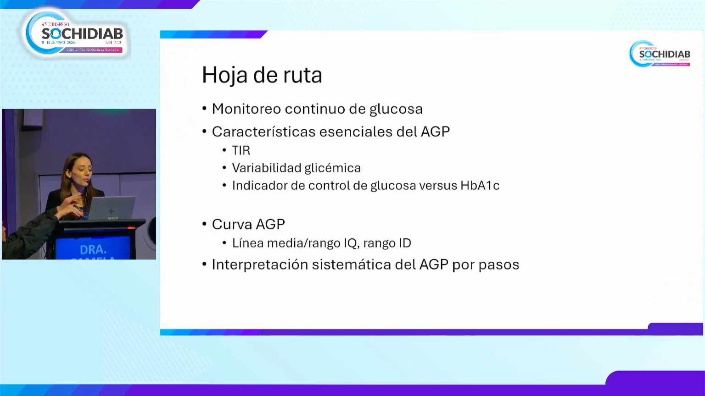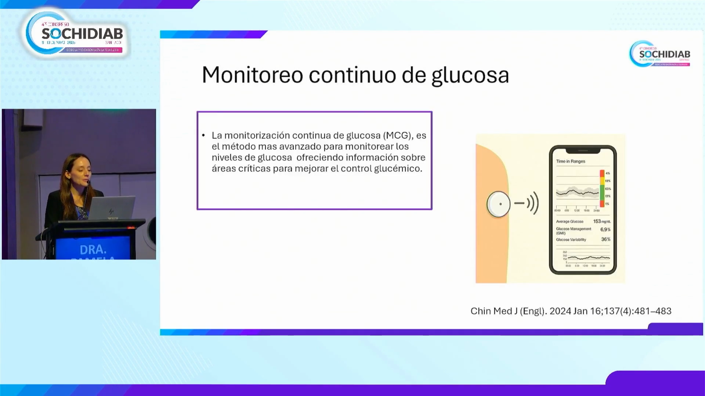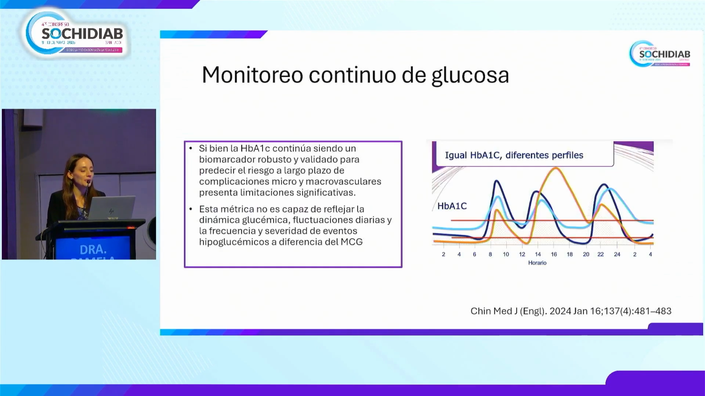Then we will talk mainly about the curve of the outpatient profile and some concepts such as the median line, interquartile range, and interdecile range, and the systematic interpretation of the profile. Continuous glucose monitoring is the most advanced method to monitor glucose levels, offering information about critical areas to improve glycemic control.